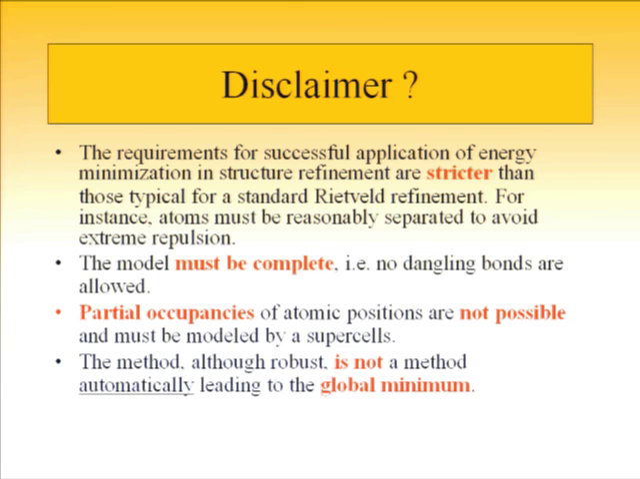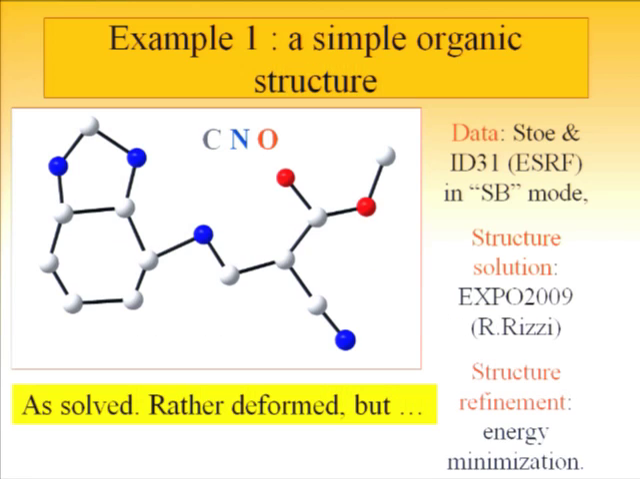And warning, the method, although it is robust, is not a method automatically leading to a global minimum. That's a disclaimer. Now, a few examples, just really few of them.